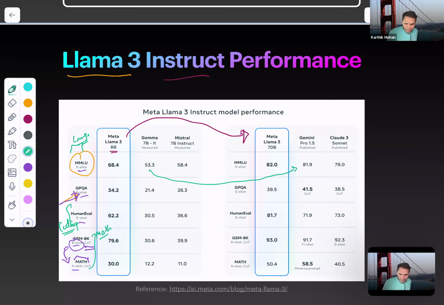MMLU, and then on HumanEval there is also a huge jump. So you might wonder, if there is such a big gap, why would someone actually want to use a smaller language model with fewer parameters, right? Why would one use Llama 3 8 billion as compared to 70 billion if there are such big gaps in performance on coding, math, and language tasks? Any thoughts?